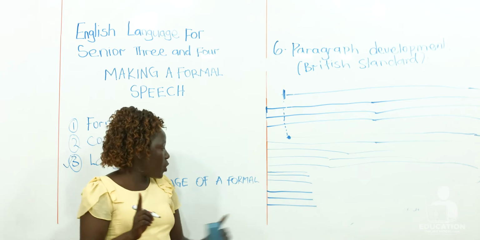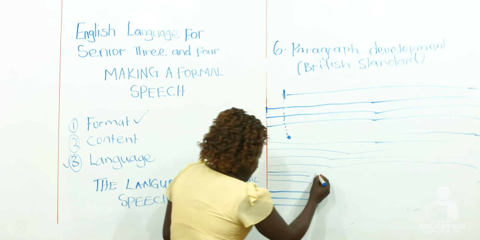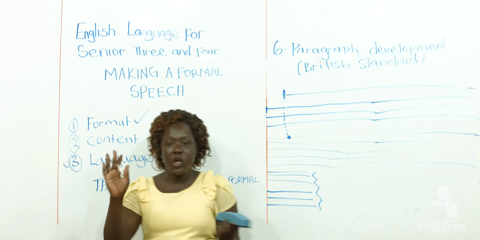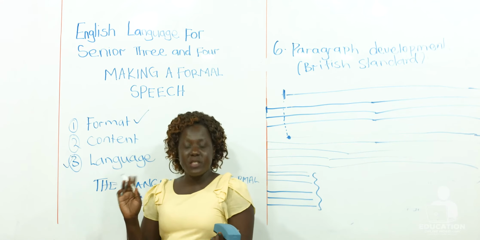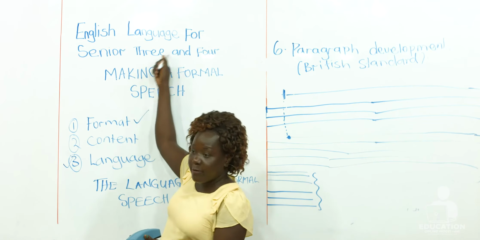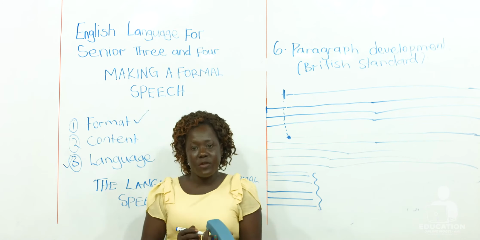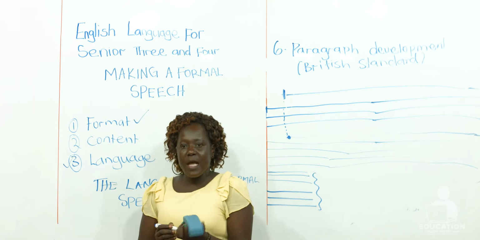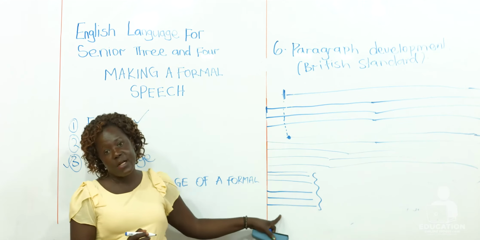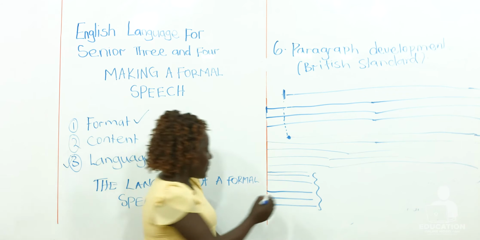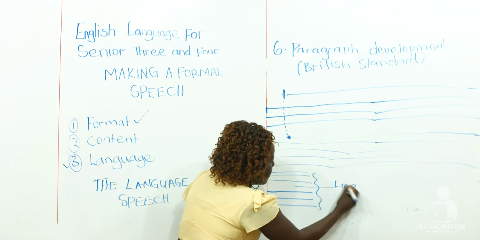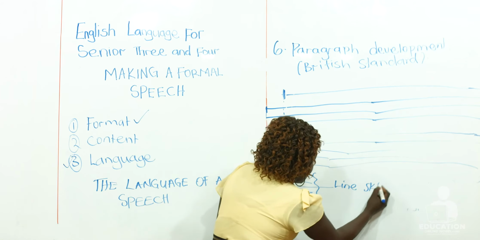Now, I am condemning this one because in English, line skipping, first of all, is called disjointedness, and it is punishable by examiners, especially when you are already in senior 3 and 4. Anytime you sit for a national examination, your marks are deducted because of using the American Standard Paragraph. Never skip a line. This is what we call line skipping.